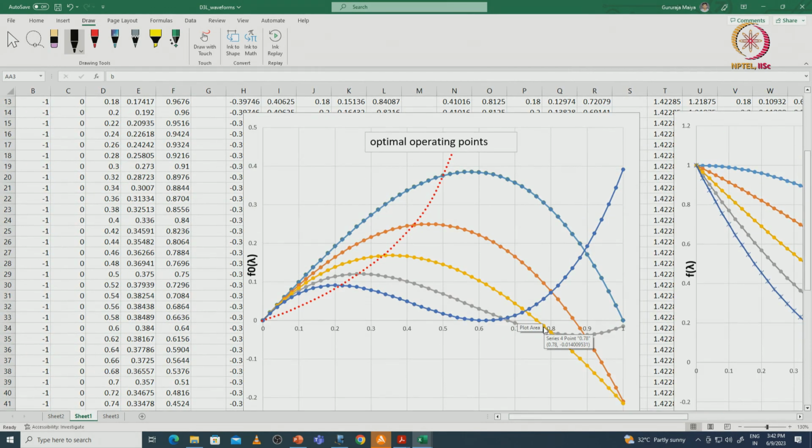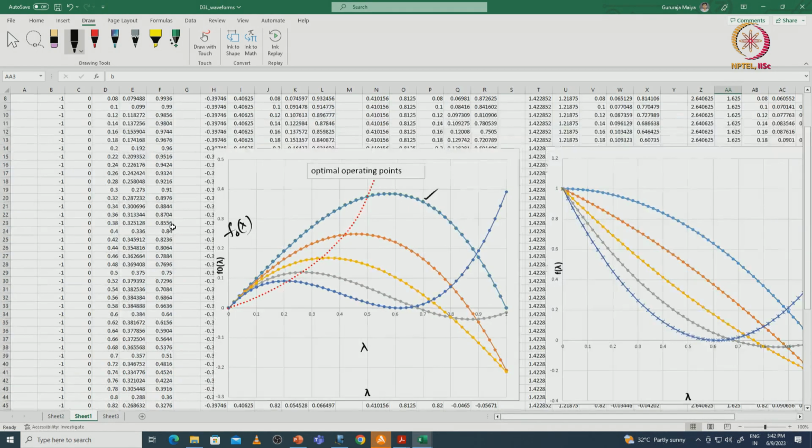These are the curves for lambda versus f naught of lambda. Here the x axis is lambda, the y axis is f naught of lambda. How the f naught of lambda function varies with respect to different values we can observe here. This is with respect to set 1. We can identify which curve is representing which one.